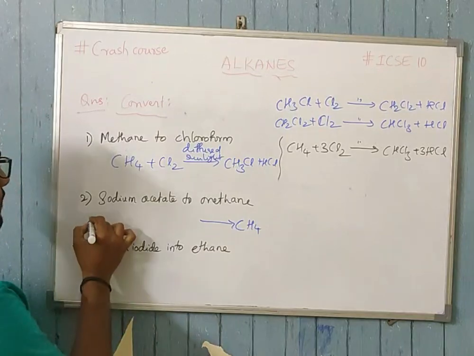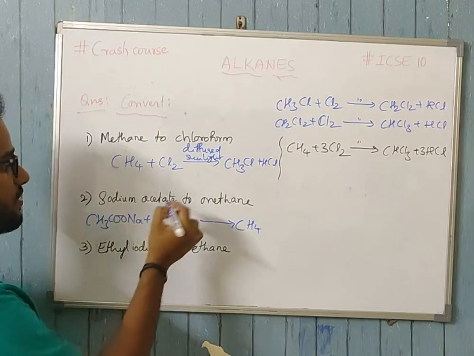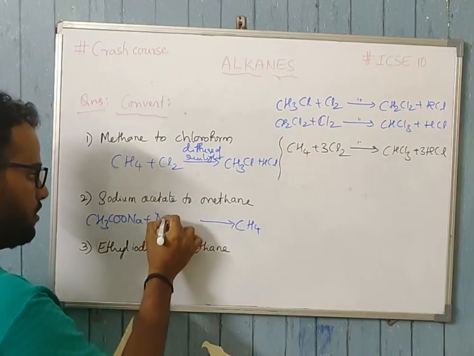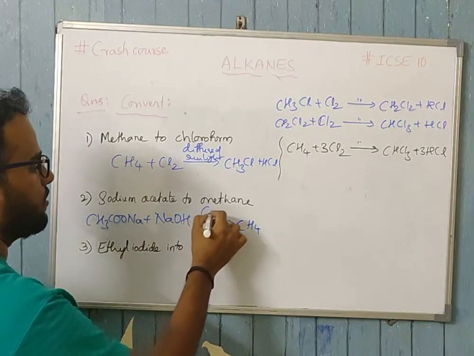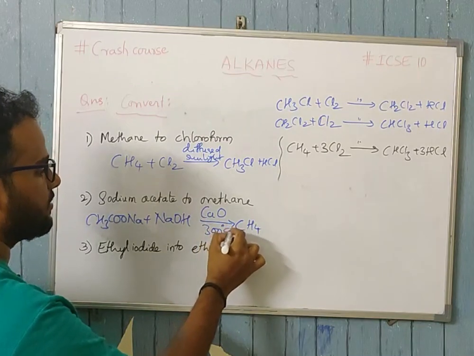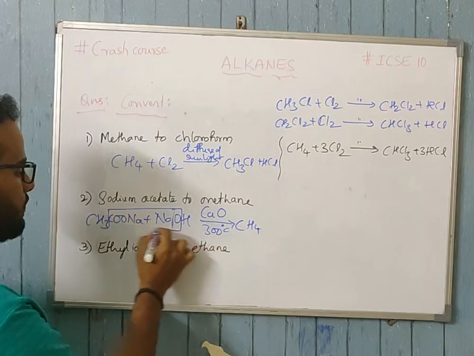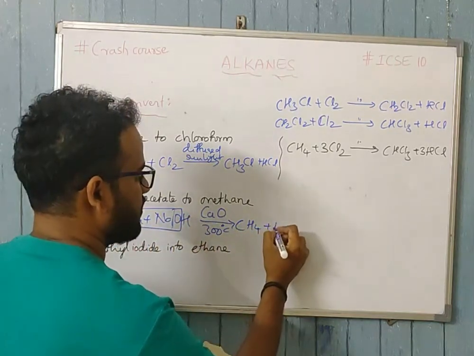So what is that? CH3COONa plus what we use in decarboxylation? Soda lime, NaOH. Soda lime, calcium oxide you will write on the top, 300 degrees Celsius. You will remove sodium carbonate, right? So plus Na2CO3.